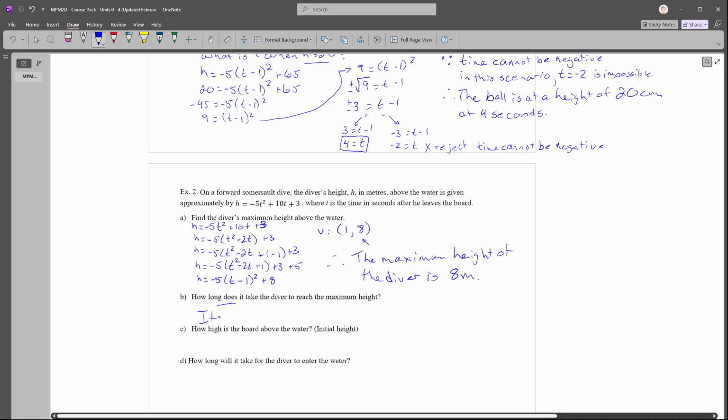So it takes 1 second for the diver to reach maximum height.